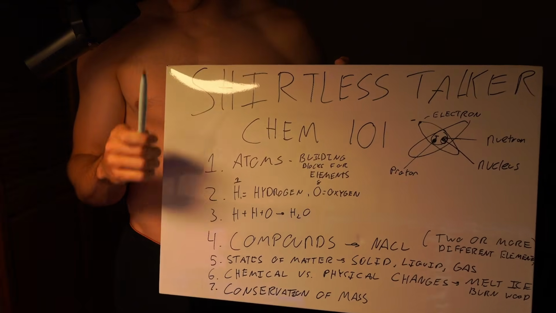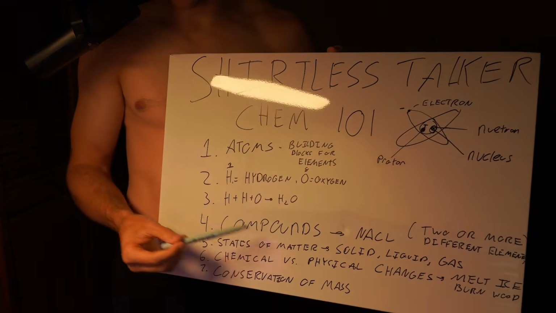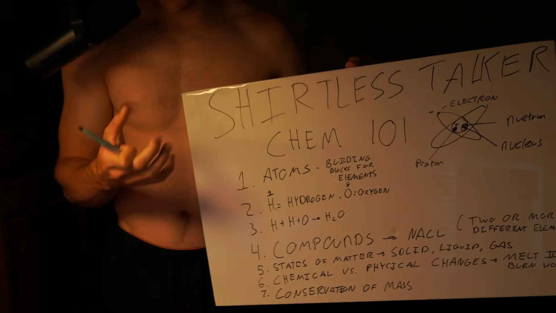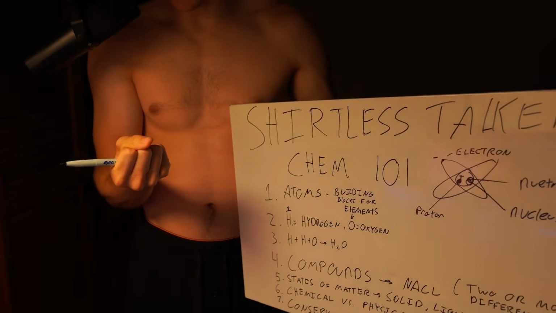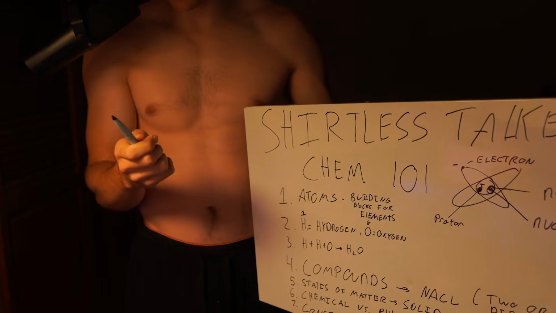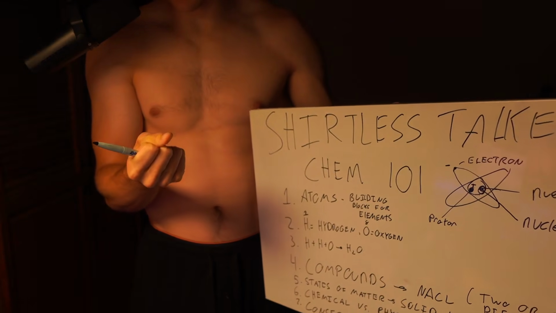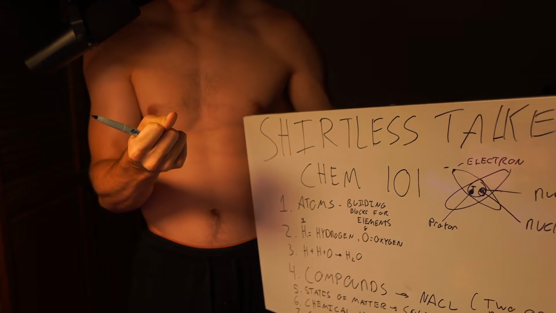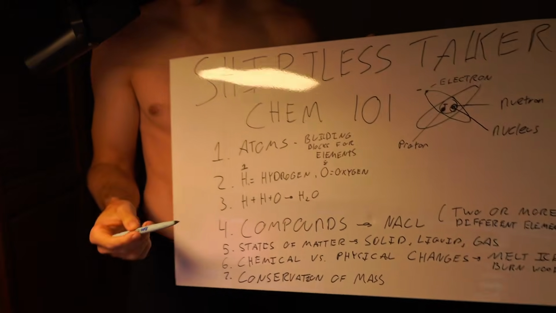Moving on to the states of matter. We have 3 states of matter here: solid, liquids, and gas. With solid, you can think of it as really clumped up, like ice. There's not much movement in there. It's extremely close together, and they're vibrating, but they vibrate very slowly.